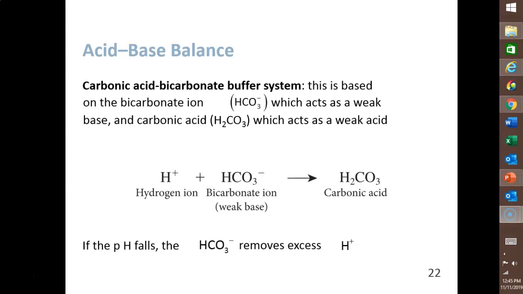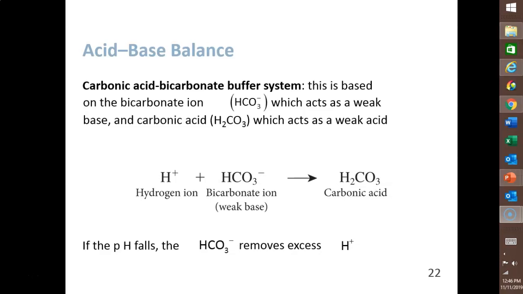So if there's an excess of hydrogen ions, the bicarbonate ions can function as a weak base and remove the hydrogen ions. The bicarbonate binds to the hydrogen ions and creates the weak acid, carbonic acid. Then the carbonic acid can dissociate into water and CO2. If you break this down, it releases H2O and CO2. The CO2 we then exhale from the lungs.